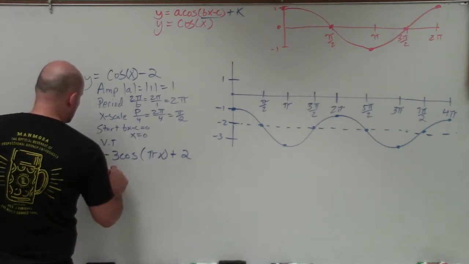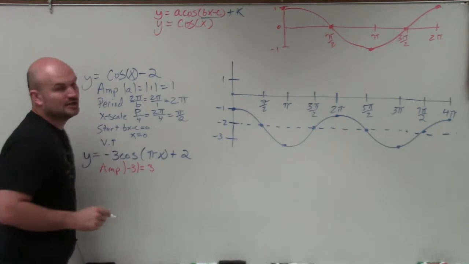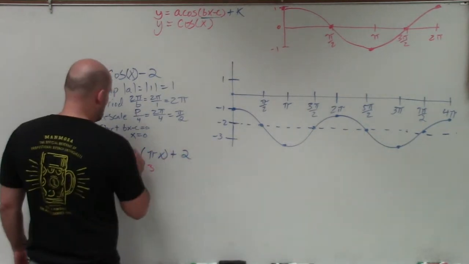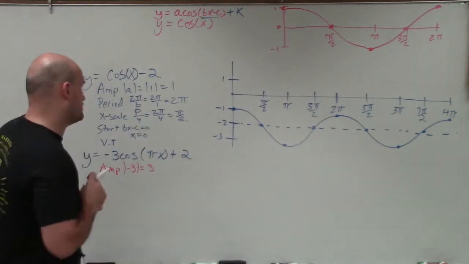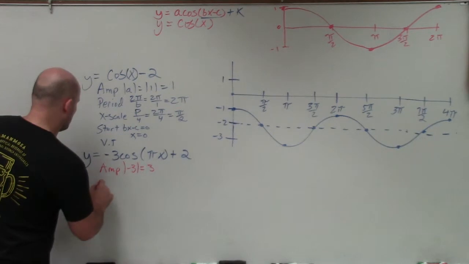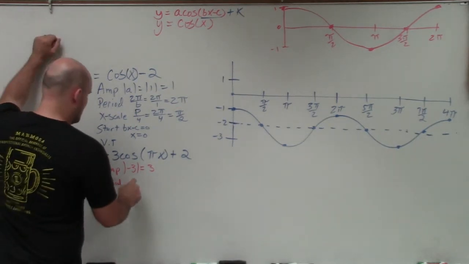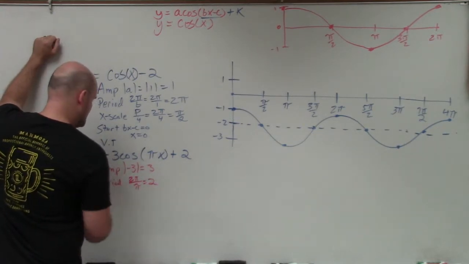The amplitude is going to be the absolute value of -3, which we understand is just going to be +3. But remember that negative, though, is going to tell us we are going to have to reflect. And do not forget that, OK? It's very, very important to make sure you do your reflections. Amplitude, our period is now going to be 2 pi divided by pi, which is just equal to 2.